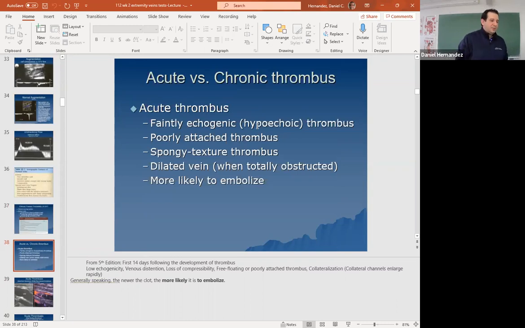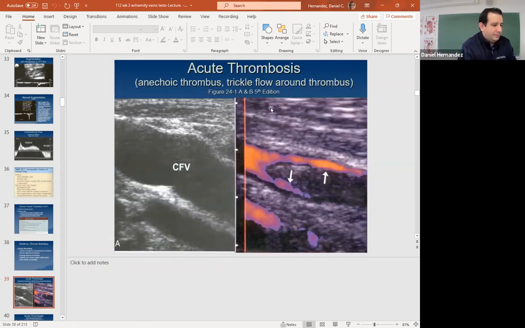Okay, so acute versus chronic thrombus. So acute thrombus is hypoechoic or anechoic, poorly attached, has that spongy texture, veins are dilated, and it is more likely to embolize. So this is an example. We weren't really able to appreciate the thrombus too well with our 2D, so we put our color flow on. So now we can visualize the areas where the thrombus is located and some flow actually getting around that thrombus itself.